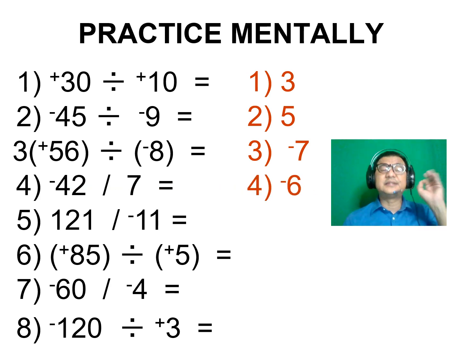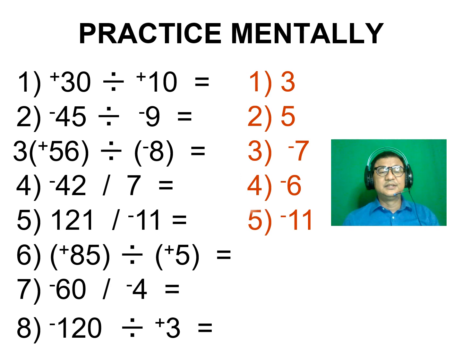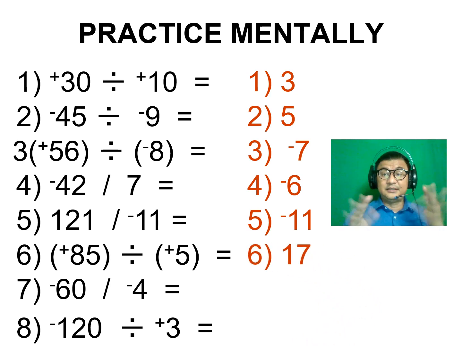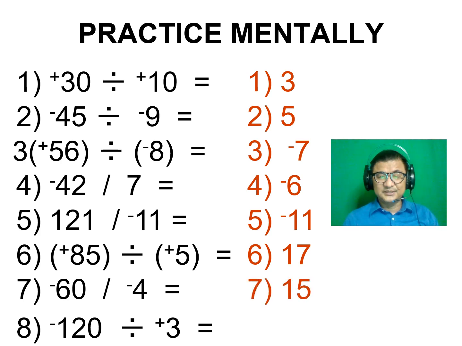Different signs? Yes, negative 6. Negative 11, correct. 85 divided by 5, they're both positive. That's easy, they're all positive. Okay, 17. Negative and negative, that becomes positive 2. All right, 15. And different signs? Negative 40. That's the easy part.